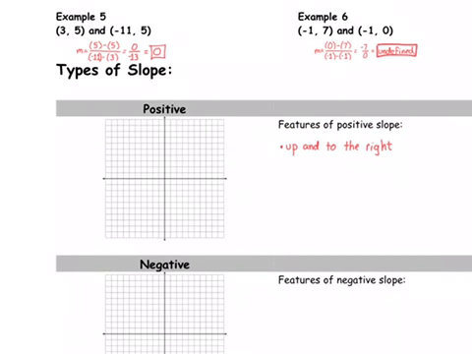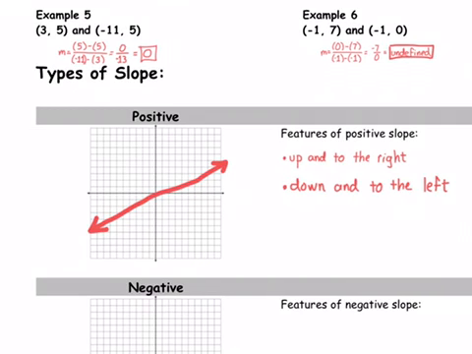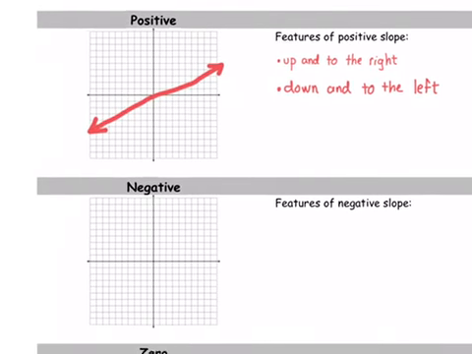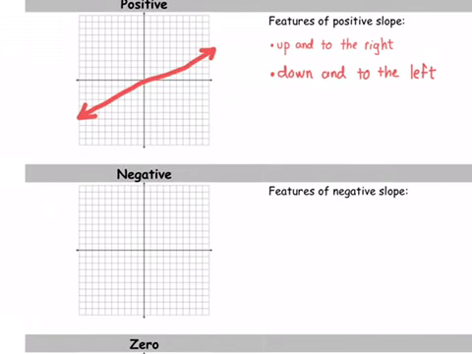Now we're going to look at the types of slope. We could have a positive slope, which is going to grow up and to the right. Another way to look at that is you could view this as growing down and to the left. Either way, if we read this slope left to right, it appears to be growing, so that is a positive slope. On the other hand, a negative slope, if you read it left to right, is going to be a downhill slope. So that is going to be moving down and to the right or up and to the left.